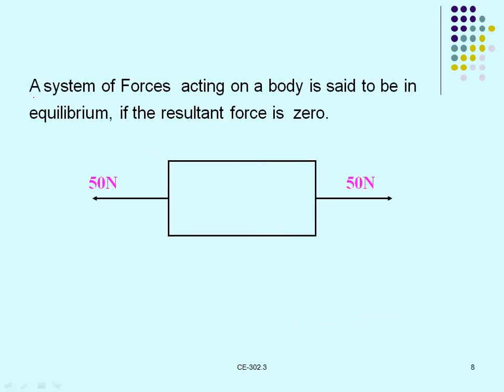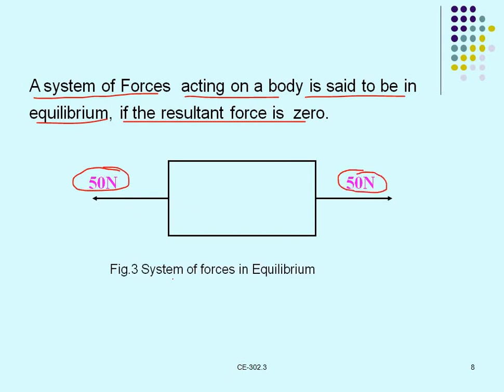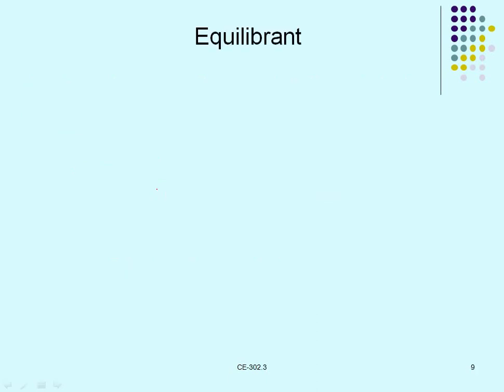A system of forces acting on a body is said to be in equilibrium if the resultant force is 0. Suppose 50 newtons and 50 newtons in both directions. These are a system of forces in equilibrium because the same load is acting on both sides, in both directions. So what is equilibriant?